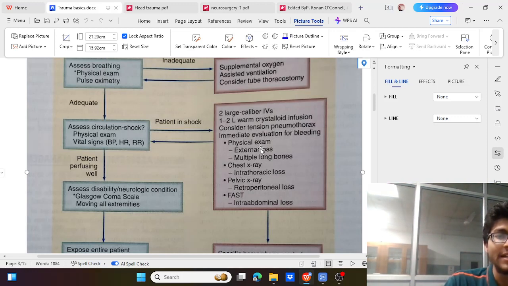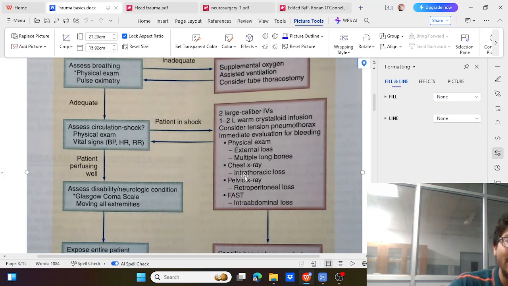If it is not found, we can do so by physical examination, checking his chest, abdomen, long bones, and by X-rays: a chest X-ray, AP view, antero-posterior view of the chest, and an AP view of the pelvis to consider any injury in the chest or a pelvic fracture. And we can go for E-FAST, that is extended FAST. If we are suspecting any bleed in the abdomen, it will also confirm in the chest.